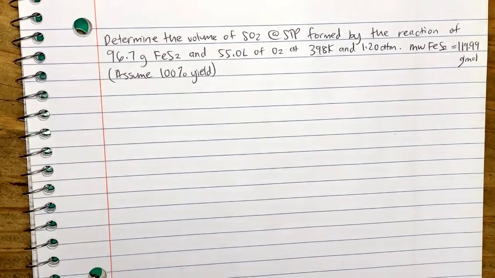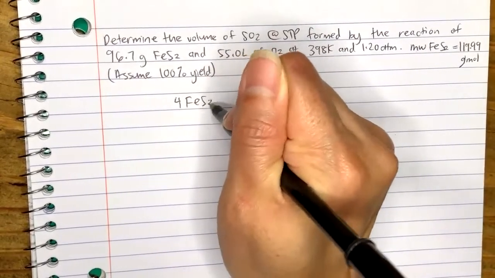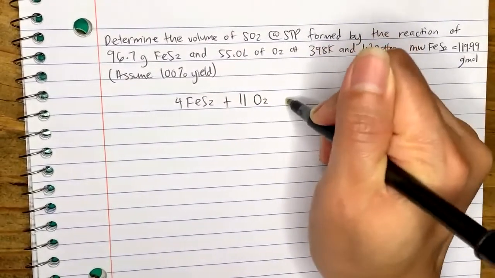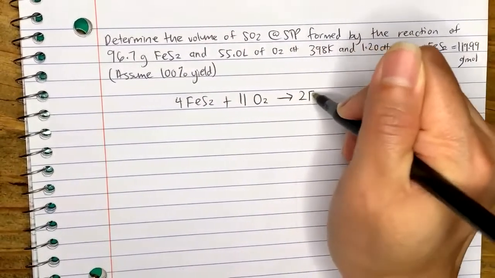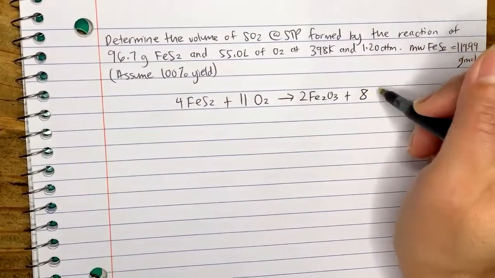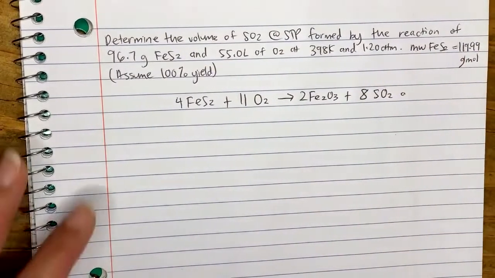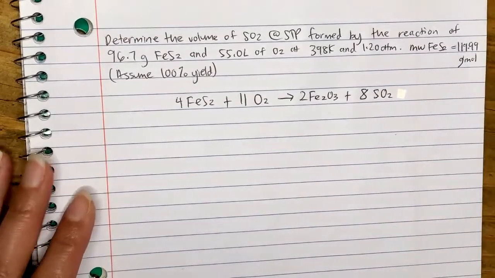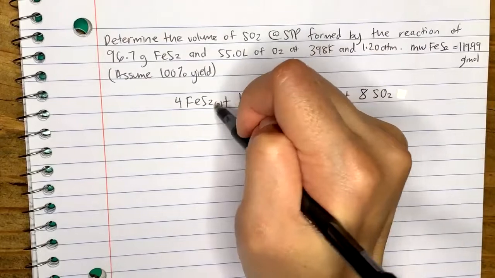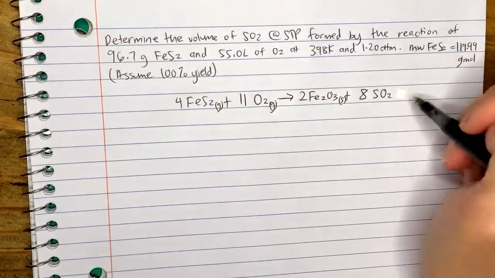But you do need the equation. So I'll write the equation out. It's 4FeS2 plus 11O2 goes to 2Fe2O3 plus 8SO2. That's it. Okay. And all these here, these are gas. That one's a solid. This one's a gas.